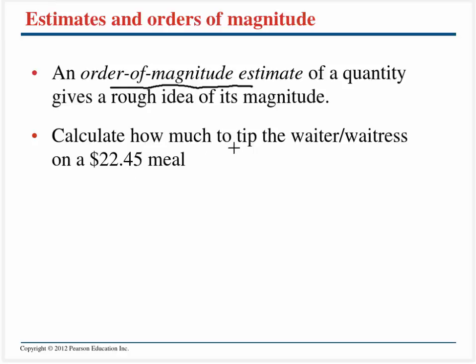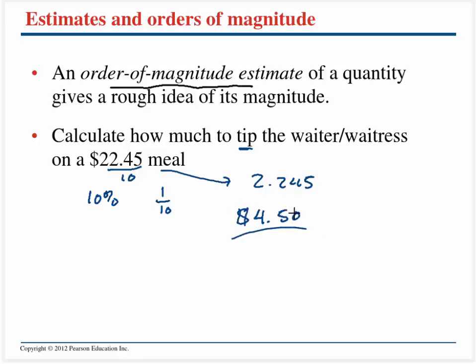And just a brief example of this: how much would you tip a waiter or waitress on a $22 meal? Well, let's just say you want to tip her 20%. Now you can whip out your calculator and do that, or you can say, well, I know that 10% is essentially dividing by 10, so I'm going to take the cost of the meal and divide it by 10, and that's going to be 2.245. Alright, I want to tip her 20%, that's double 10%, so I probably want to tip her maybe $4.50. You're not going to tip the waitress $20, and you'd probably be called something really mean if you tipped her like 20 cents.